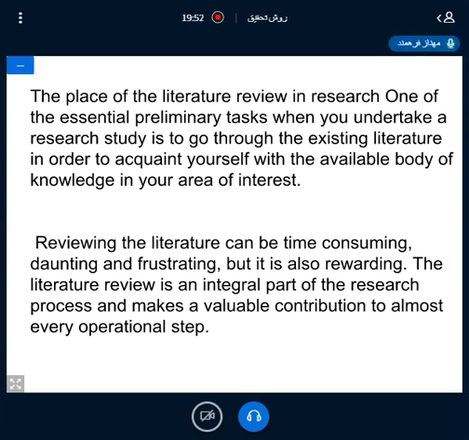Okay, the place of the literature review in research is your title. One of the essential preliminary tasks when you undertake a research study is to go through the existing literature in order to acquaint yourself with the available body of knowledge in your area of interest.